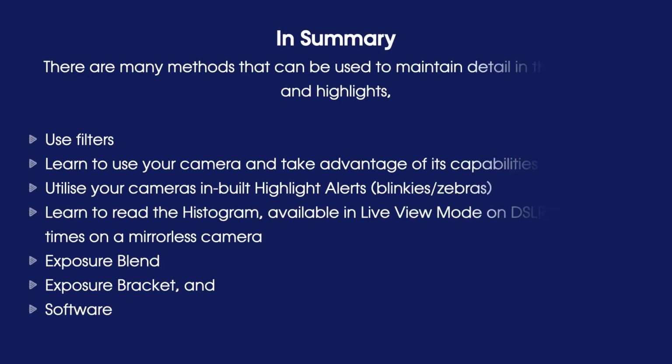In summary, there are many methods that can be used to maintain detail in the shadows and highlights. We can use filters. We can learn to use our camera and take advantage of its capabilities. Utilize your camera's inbuilt highlight alerts, blinkies and zebras. We can learn to read the histogram, available in live view on DSLRs and at all times on a mirrorless camera. We can exposure blend, we can exposure bracket, and we can use our software to its fullest extent.